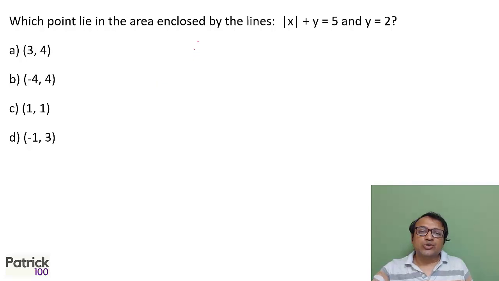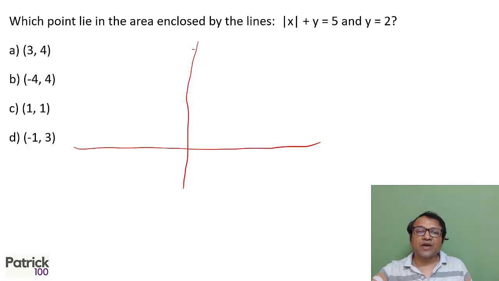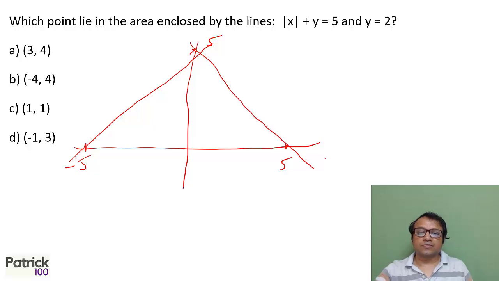Here it makes sense to draw the area enclosed by the lines. So when you put x as 0, y is 5. When you put y as 0, x can be plus 5 or minus 5 because of the mod sign. So the lines will be like this. Now y equal to 2 will be like this. So this is the area enclosed.